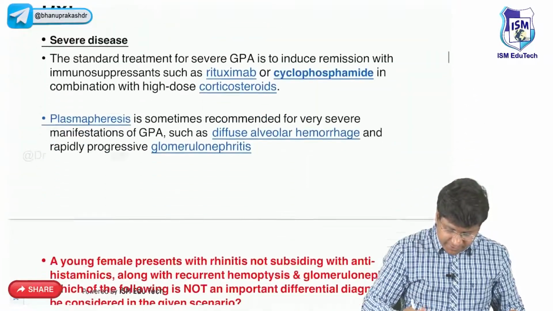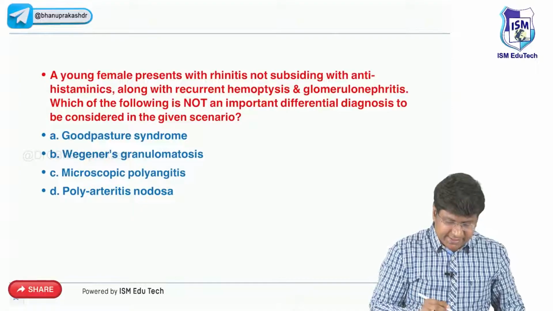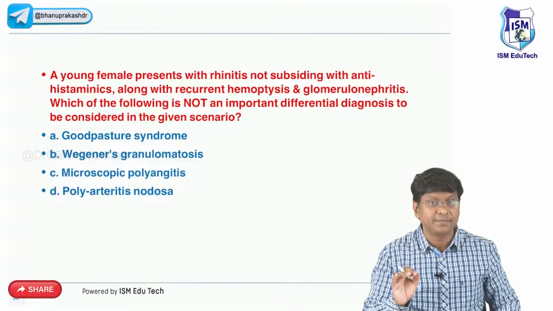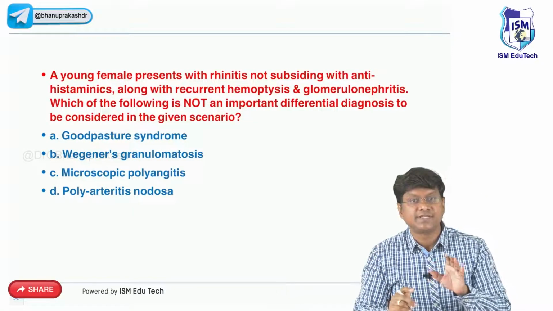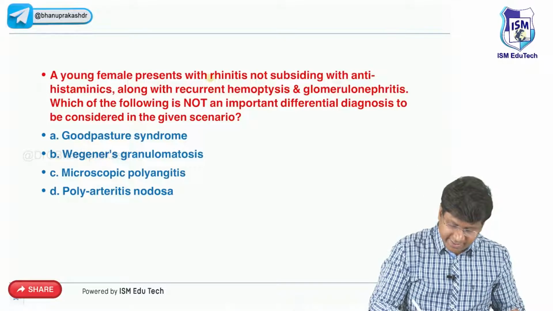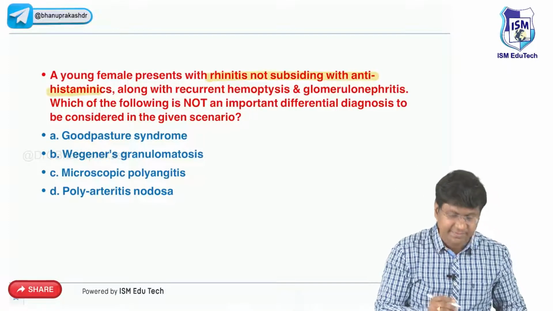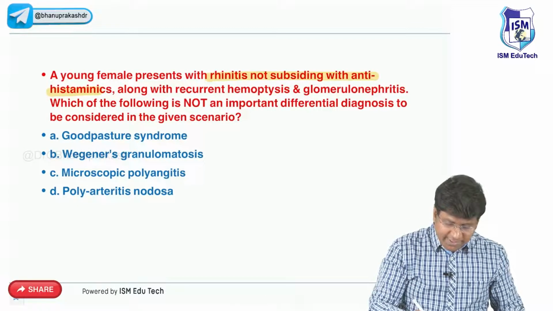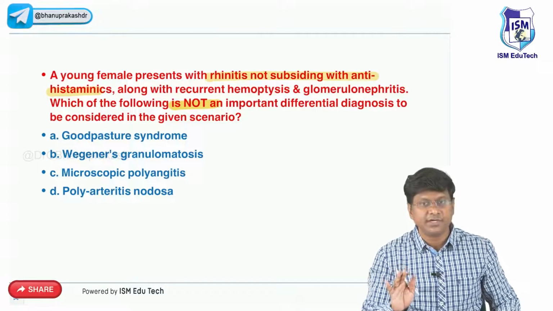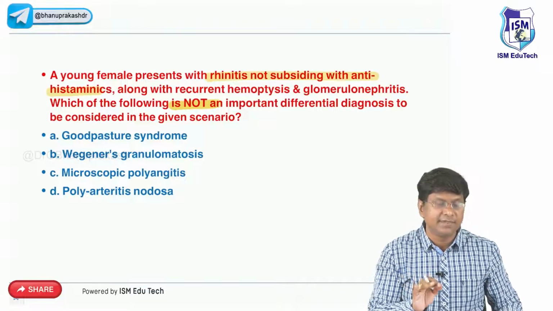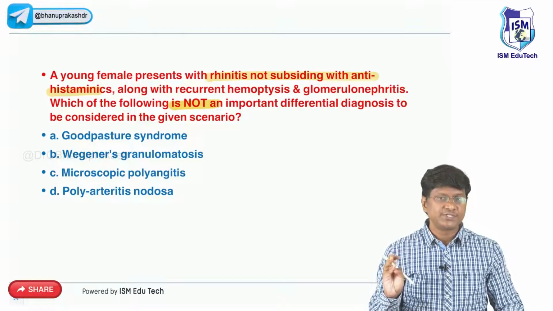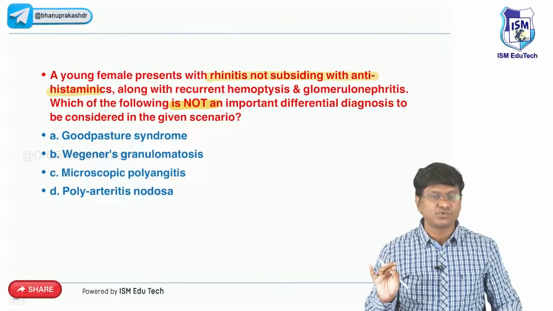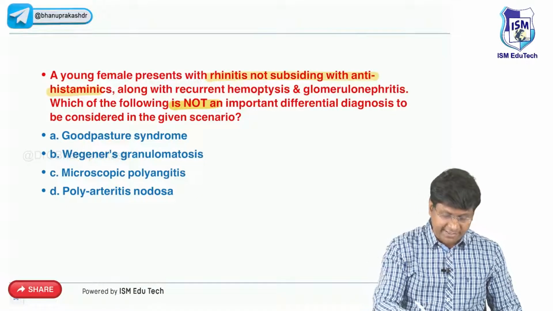Now, take another clinical scenario: a young female patient presents with rhinitis not subsiding with antihistaminics, along with recurrent hemoptysis and glomerulonephritis. Now the point is, which of the following is not an important differential diagnosis in this scenario? Behcet syndrome, Wegener's granulomatosis, microscopic polyangiitis, or polyarteritis nodosa.